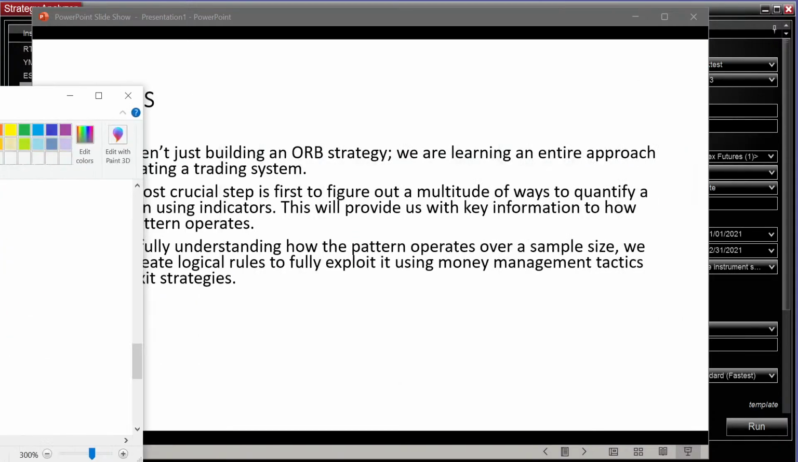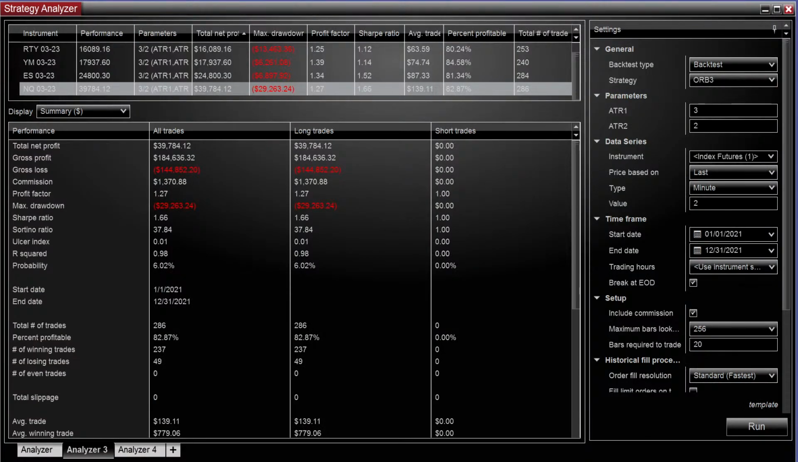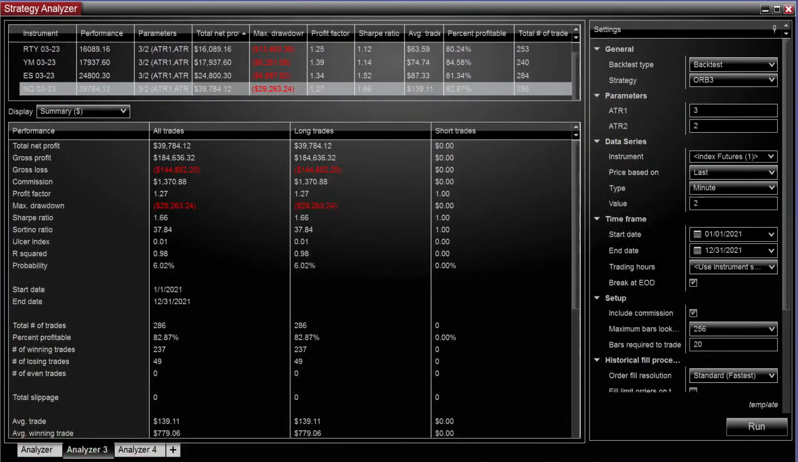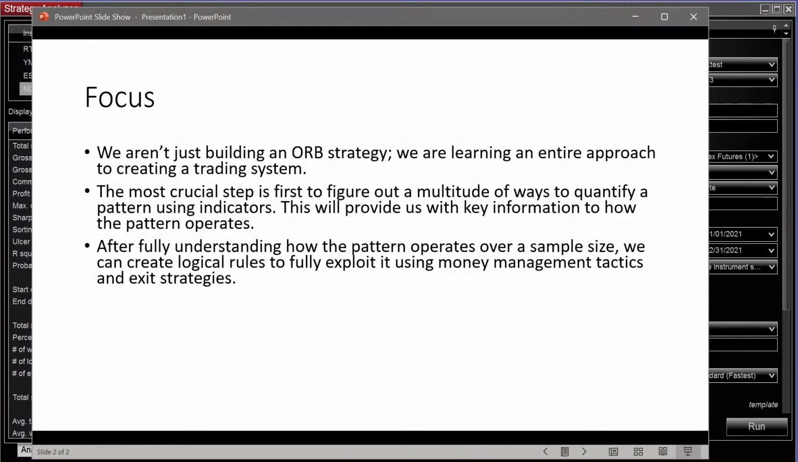So let me, why does it do that? It loves to minimize everything. PowerPoint, okay.